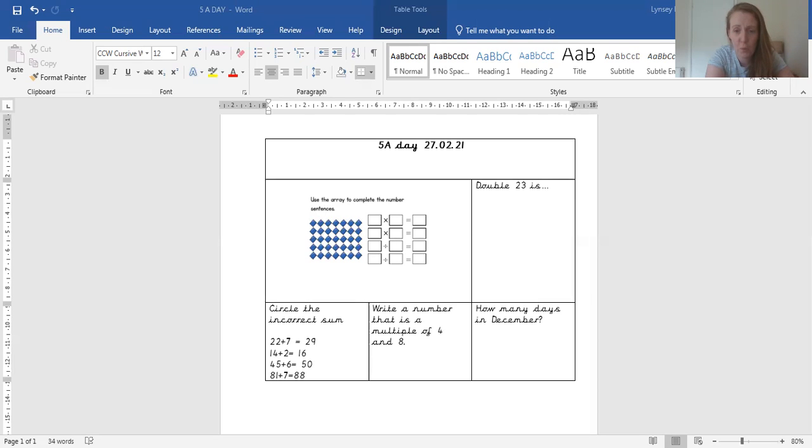Now, there are 4 points up for grabs there. 1, 2, 3, 4. So give yourself a tick if you got all of those right. So out of 4, 5, 6, 7, 8 today, what did you get out of 8?